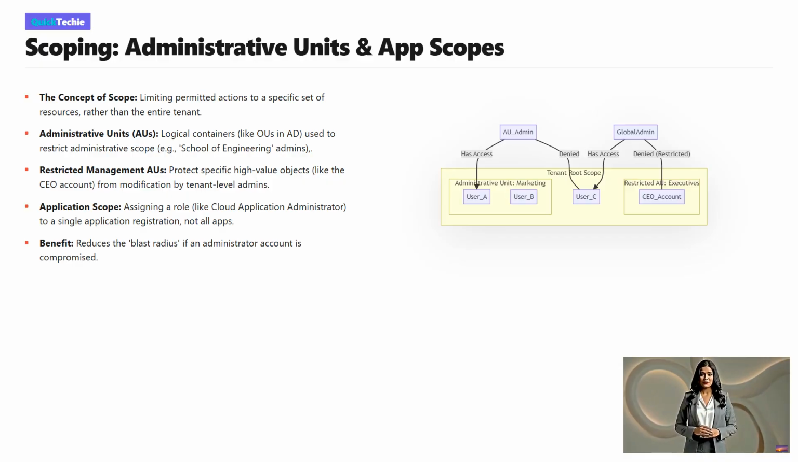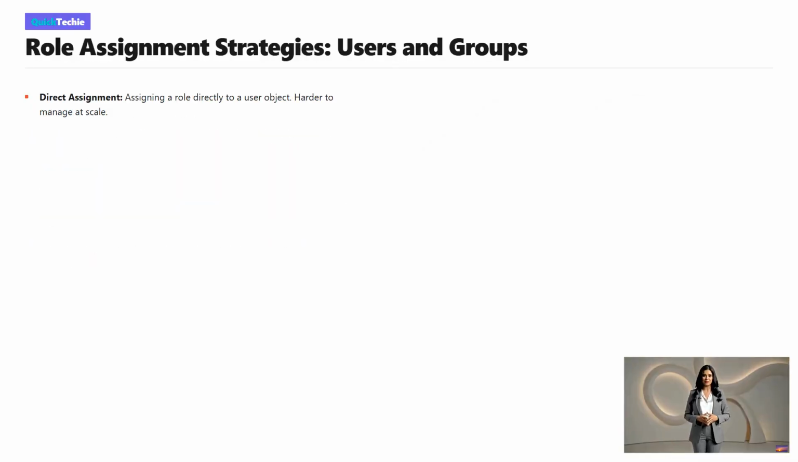An admin can only manage user A and B inside that box. Crucially, look at the restricted OU for executives. Even the global admin can be blocked from modifying the CEO's account inside that specific container, enforcing strict protection for high-value targets.